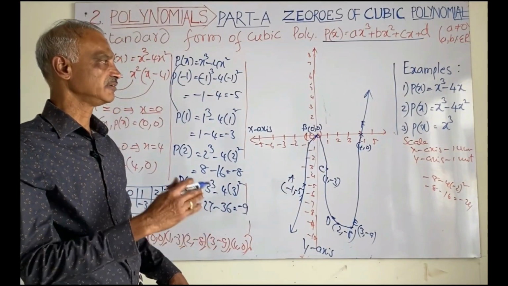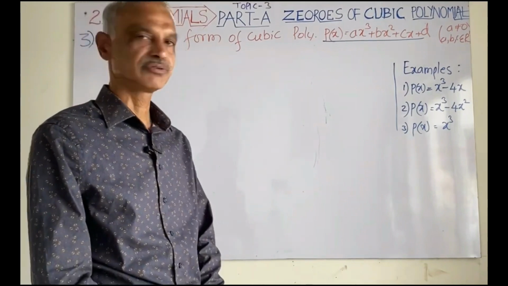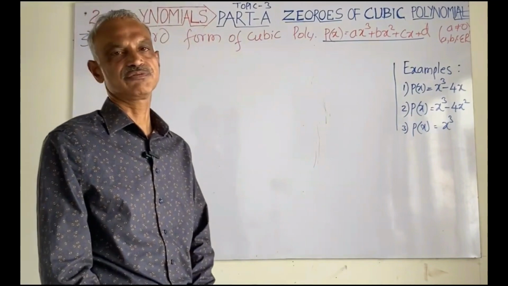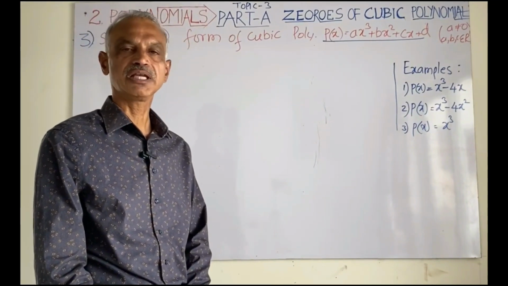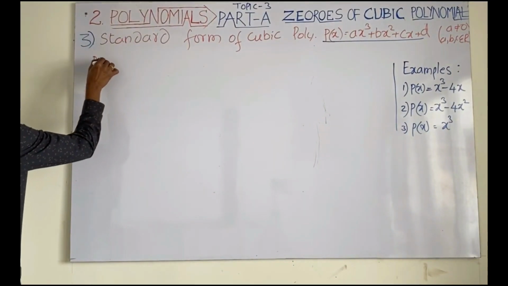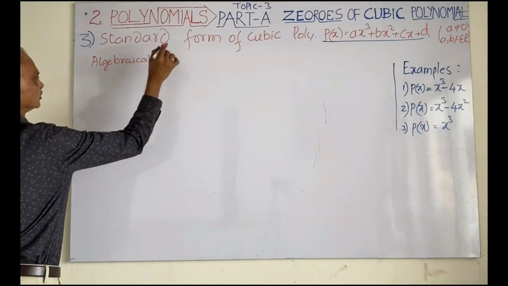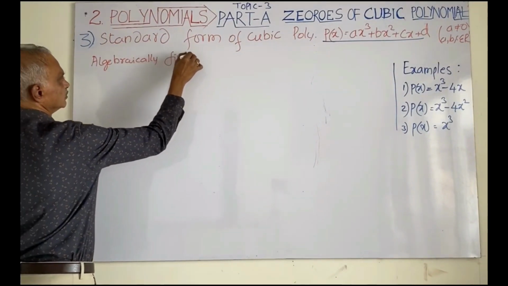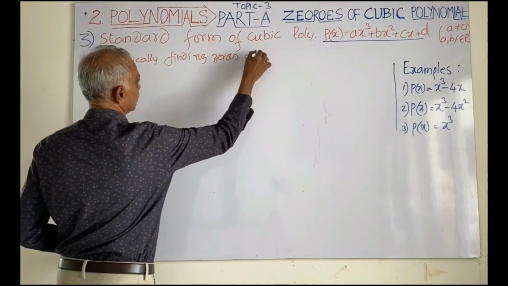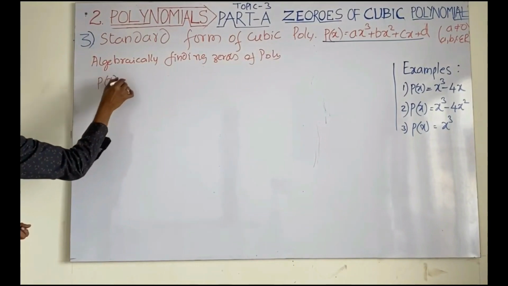Next, I will take p of x is equal to x cube. Now, what is the third graph, the cubic polynomial? P of x is equal to x cube. First, we will find the zeros of the polynomial algebraically. Finding zeros of polynomial p of x is equal to x cube.